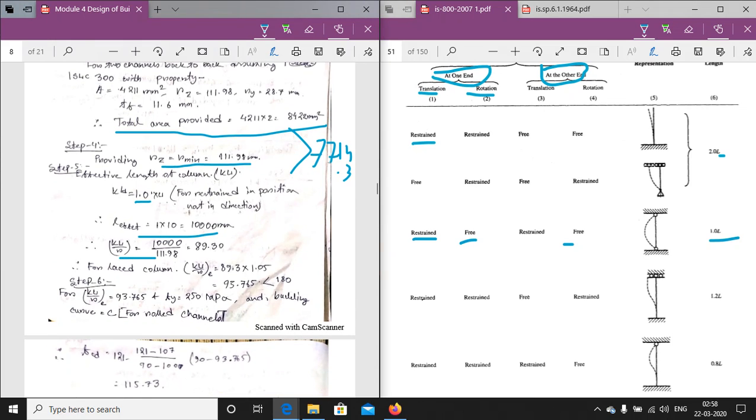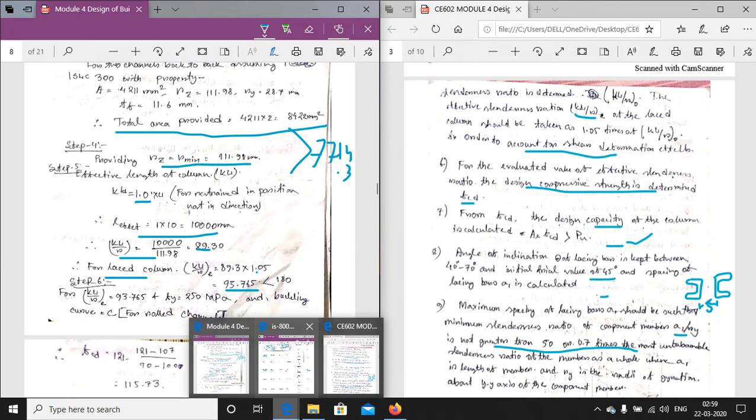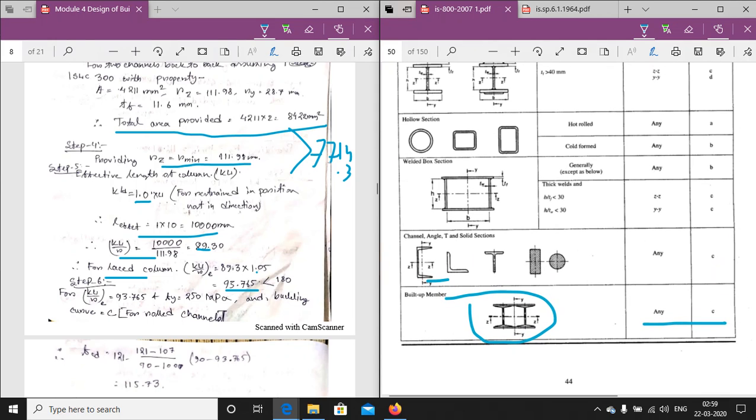Okay, so taking the value of KL is equal to 1.0, getting the effective length L at KL by R we are getting. So R will be R minimum. Now for the last column, the value will be taken 1.05 times, putting the value here, 93.765, which should be less than the maximum slenderness ratio, that is 180 we know. So for buckling class, for rolled channel section or for built up section, always the value is C.